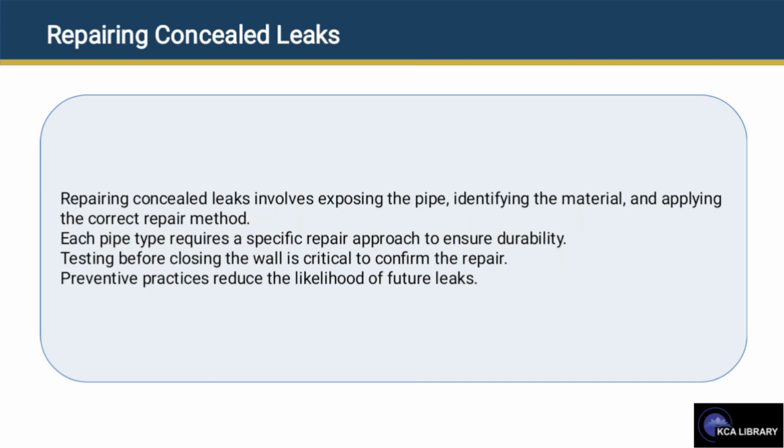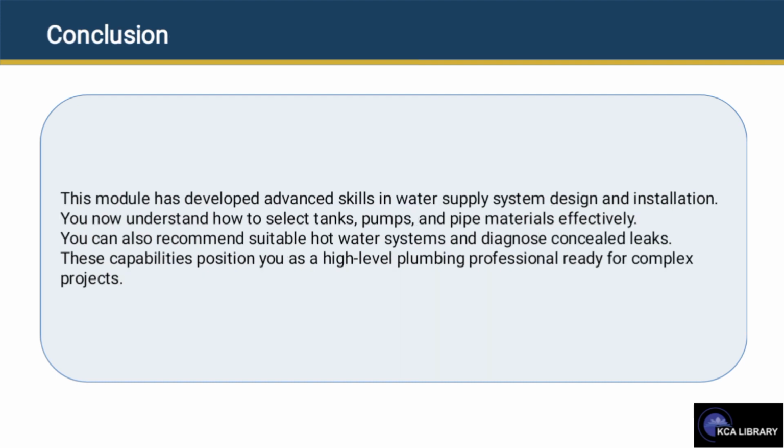Repairing concealed leaks involves exposing the pipe, identifying the material, and applying the correct repair method. Each pipe requires a specific repair approach that ensures durability. Testing before closing the walls is critical to confirm the repair. Preventive practices reduce the likelihood of future leaks.